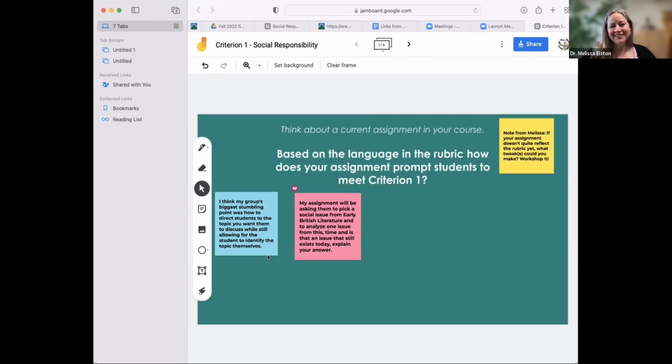Hopefully. And if you're still struggling with it a little bit, I'm happy to take a look at your key assignment and run it by Amanda. A couple of us can take a look at it and give you our feedback.